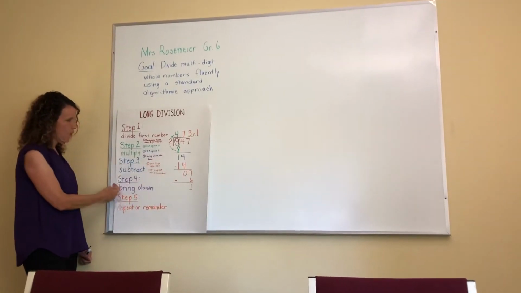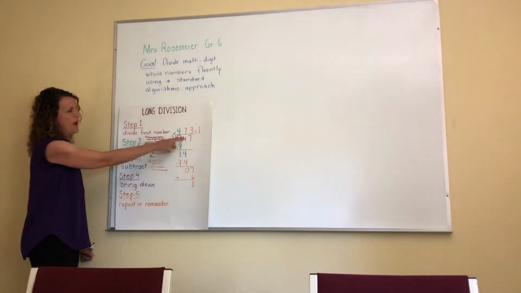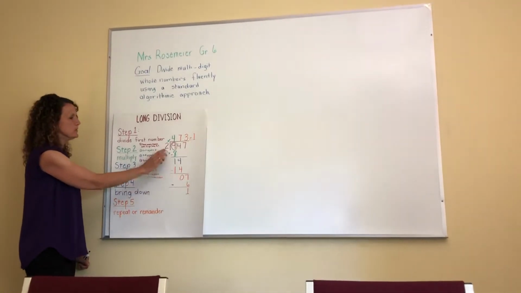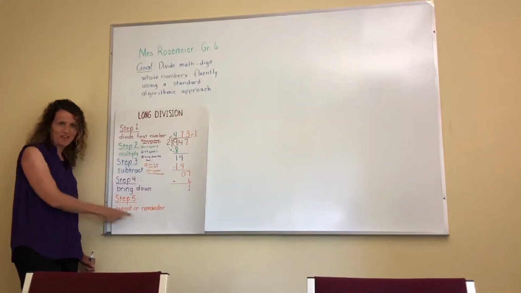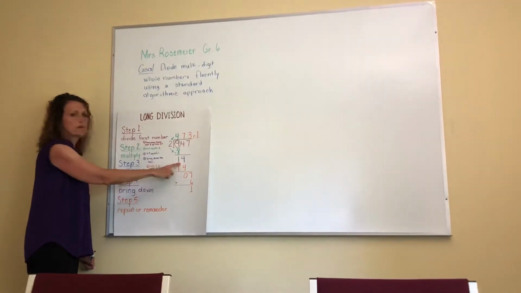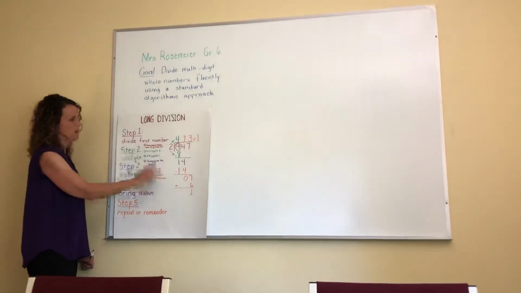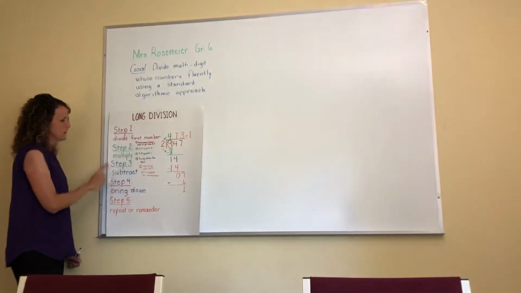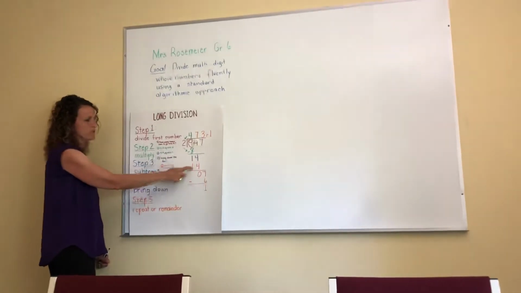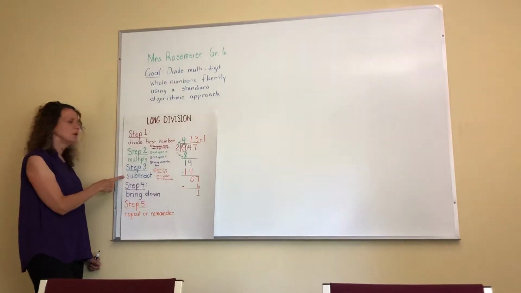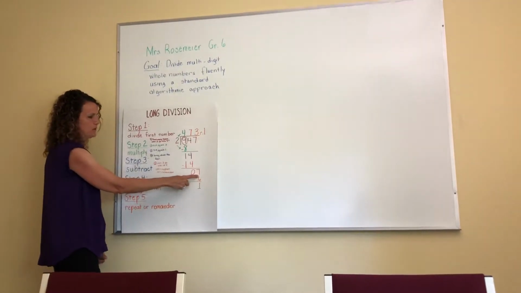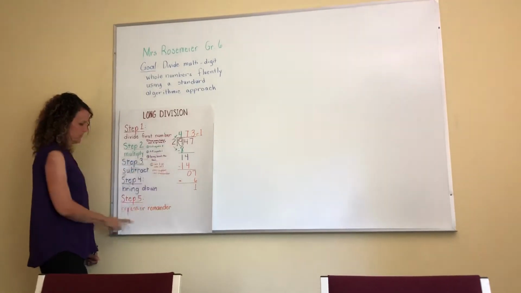Okay, and then I go down to step 4. Step 4 tells me to bring down. So I'm going to bring down the next digit in my problem, which is 4, I'm sorry. Then repeat. Step 5 is repeat or remainder. So we go back up here and we say, 2 will go into 14 how many times? We're dividing, step 1. It will go into 14 7 times. Step 2, I'm going to multiply again. 2 times 7 is 14. So now I've got 14 minus 14, that's step 3, to subtract. 14 minus 14 is 0. Step 4, bring down. I bring down my 7, and then I repeat, step 5.